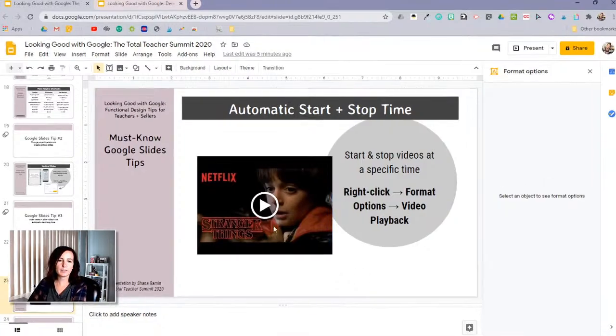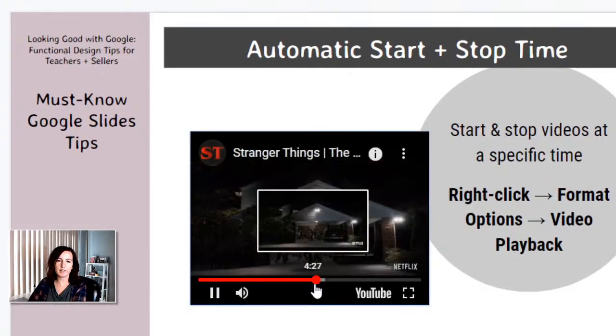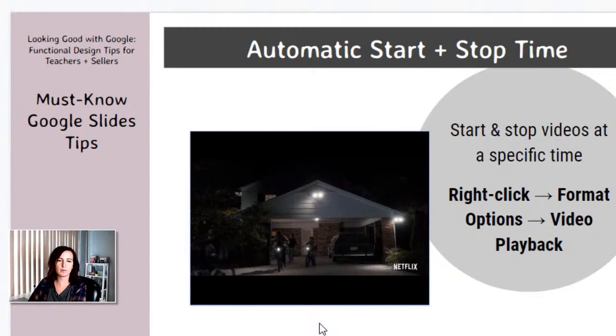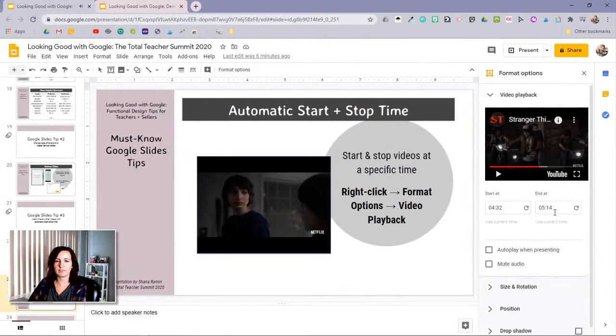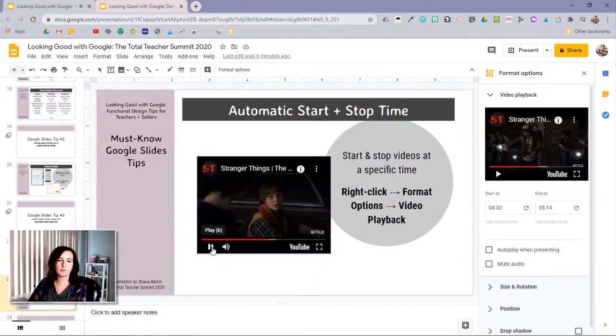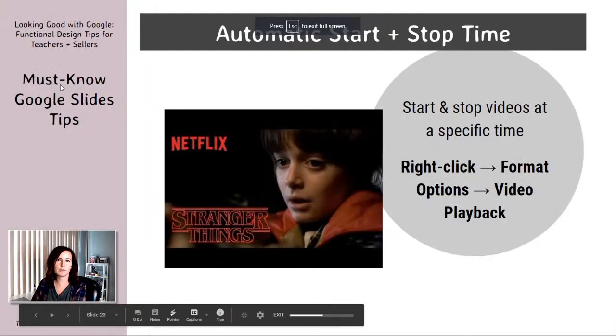So when I click play, you can see that it automatically started right there at 4:32. It's going to start right at the time that I set, and if we let it play, it would end immediately at 5:14. So that is a really useful trick if you have videos that you want to show students and you don't want to have to deal with finding the specific spot. So that is using videos in Google Slides.